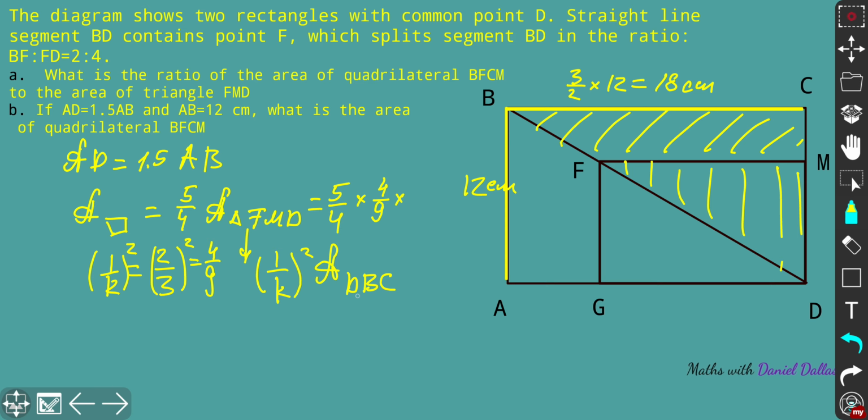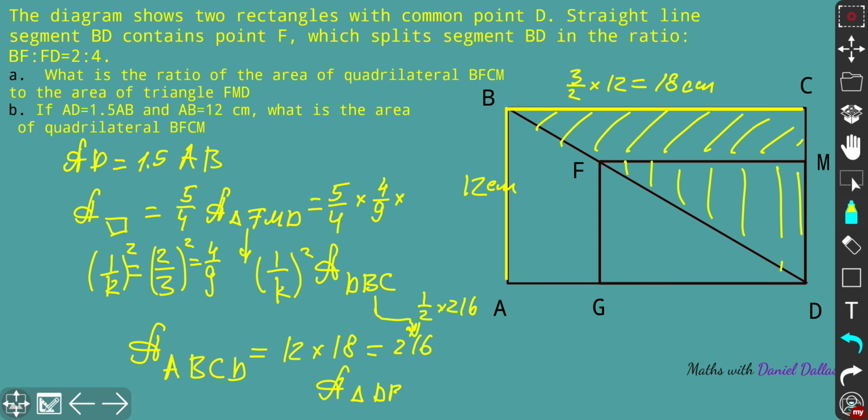But hold on, what is the area of the triangle DBC? Let's have a look. The area of triangle DBC is half of the area of the whole rectangle. The area of rectangle ABCD is 12 times 18. Let's multiply 12 by 18. It's going to be 216. And the area of the triangle is half of that, 1/2 of 216, so that's 108. So the area of triangle DBC is simply 108 centimeters squared.